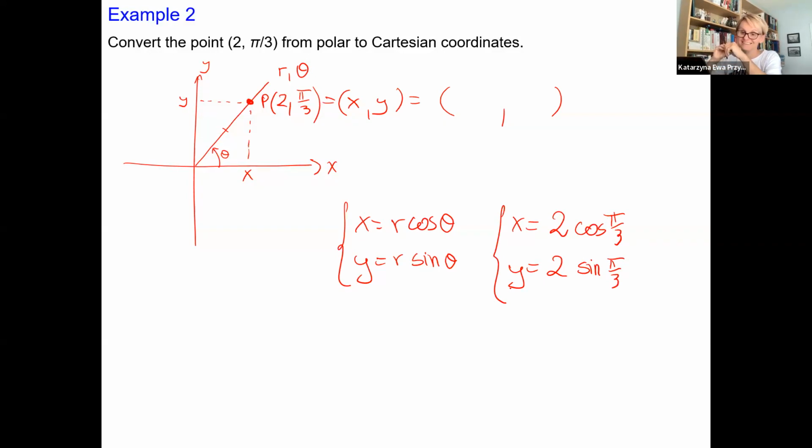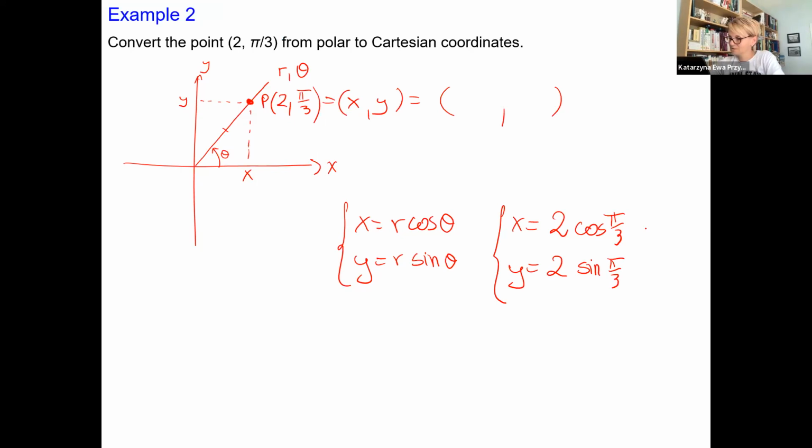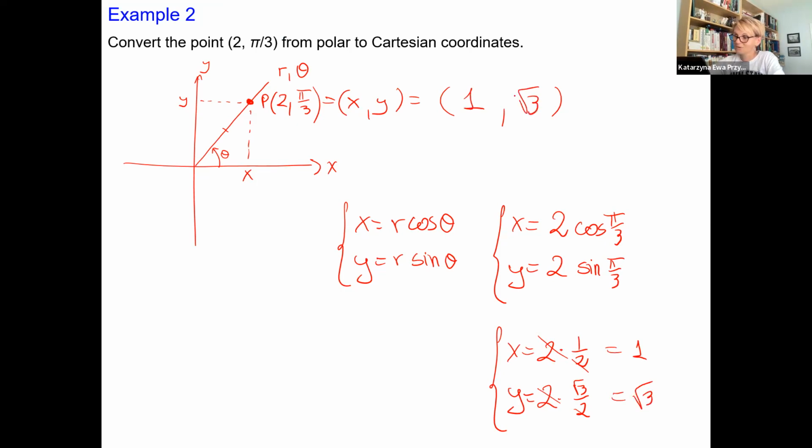What is cosine? Yes, cosine of 60 is 1/2, and sine of 60 degrees, I see. Okay, 1, square root of 3. Everything makes sense. 1 and square root of 3 is bigger, longer than 1. Yeah, perfect. That means (1, square root of 3) represents 2 pi over 3.